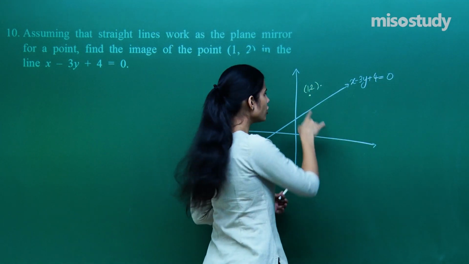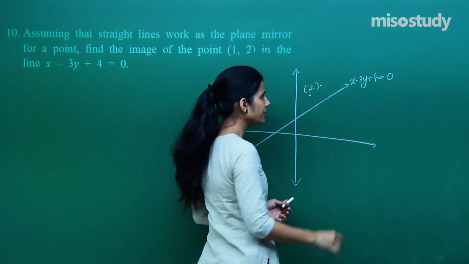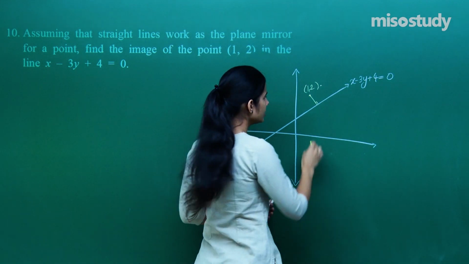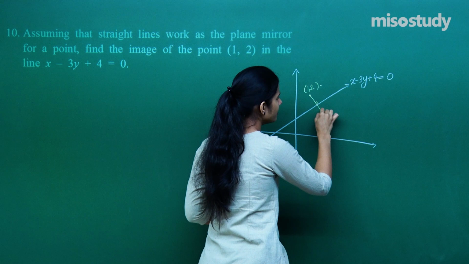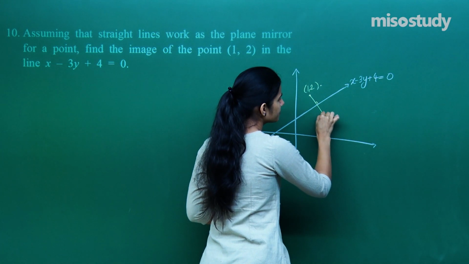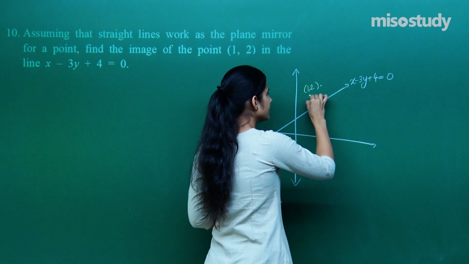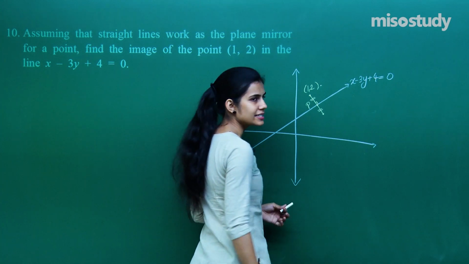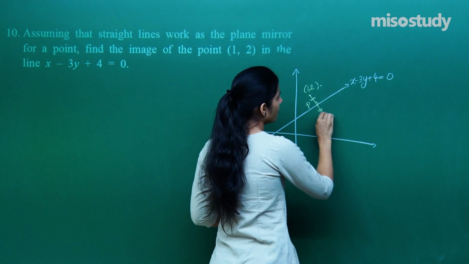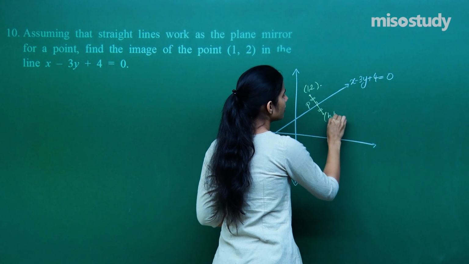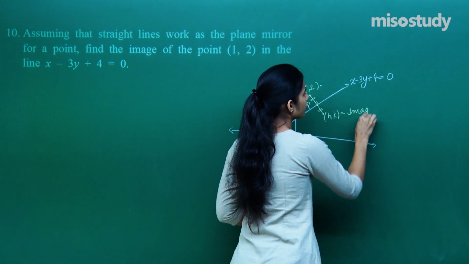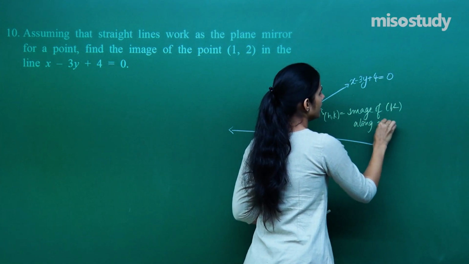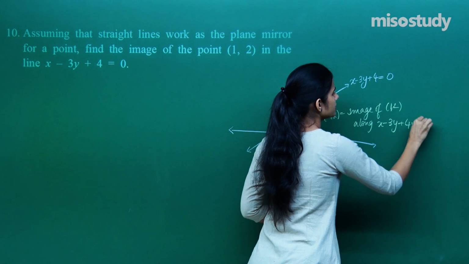I need to find the image of this point along this line acting as the mirror. So what you do, you drop a perpendicular from the point onto this line, exact same distance you travel downwards, and the point that you obtain when you stop, see this distance is same as this distance. So basically this point P is acting as the midpoint. Here where you stop is known as the image of 1, 2 along the mirror x minus 3y plus 4 equals 0.